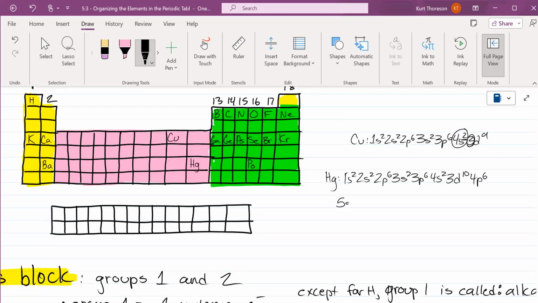Skipping a line. Okay, 5s2, what's next? Not yet. You're not stupid, Alex, you're learning. 4d10, 5p6. All right, now we're on the row that Mercury's on. 6s2, 4f14, because that plugs in right here. Then what? 5d10.